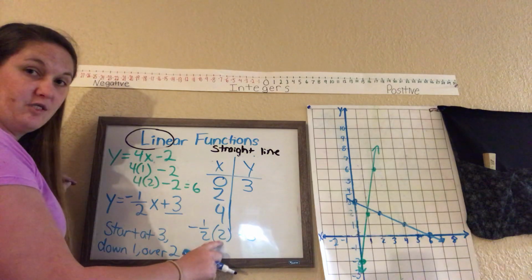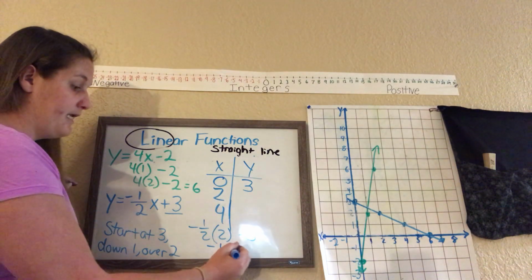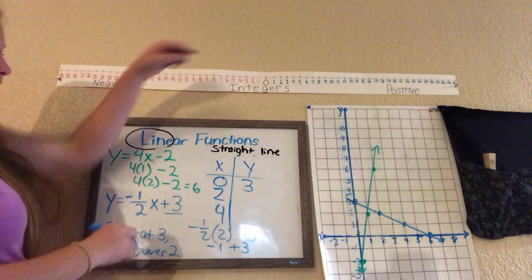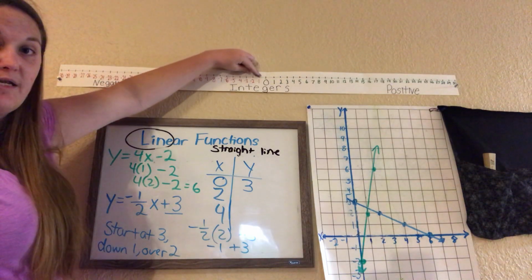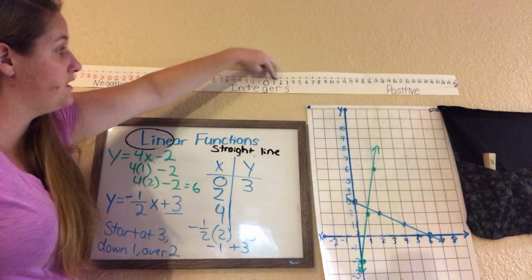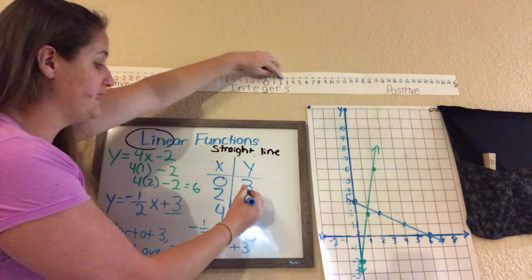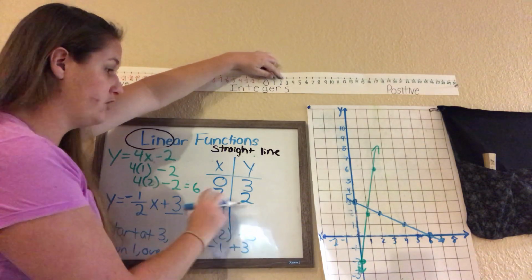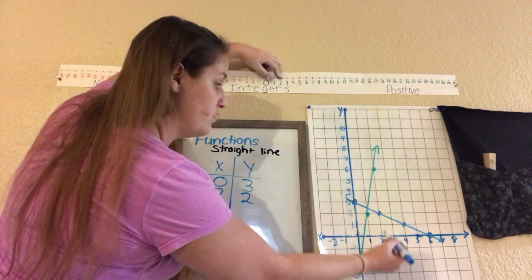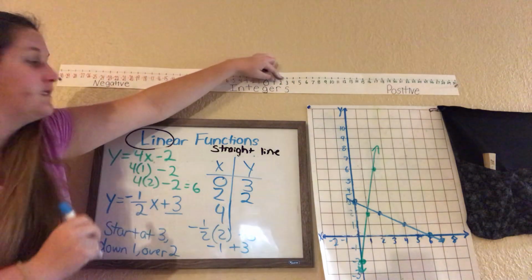All right, now if I try to put a 2 in there, what's negative 1/2 times 2 plus 3? Negative half times a 2 is a negative 1. Negative 1 plus a positive 3. If I was looking at my number line, start at negative 1 and go 1, 2, 3, that's a positive 2. So do I have the point 2, 2? Out 2, up 2. Yes.